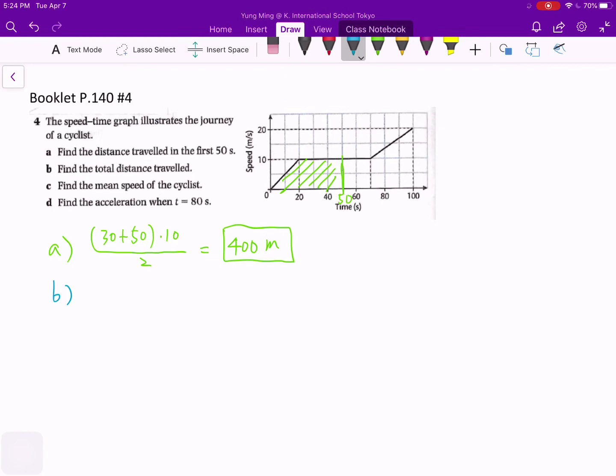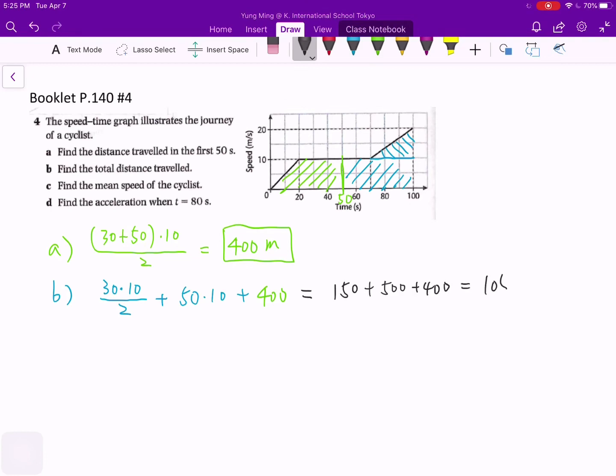Part B, we want to find the total distance traveled. So I will include this green part, but also I will include all the blue parts over here. And that consists of the smaller triangle on the top, and then the smaller rectangle on the bottom. Okay, so the smaller triangle on the top is base 30, height 10, divided by 2. And plus the rectangle on the bottom, we have base 50, height 10, and then we add the 400, which is from the green part in part A. And all of that is going to give me 150 plus 500 plus 400. This is going to give me 1,050 meters.